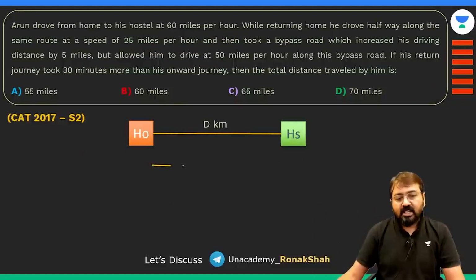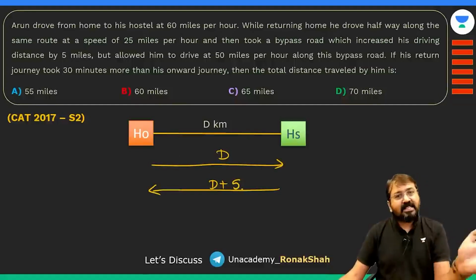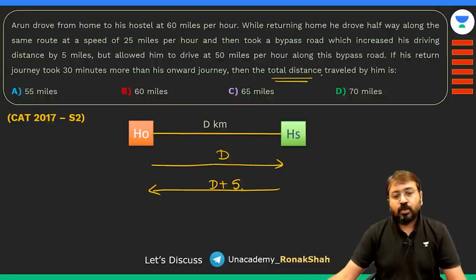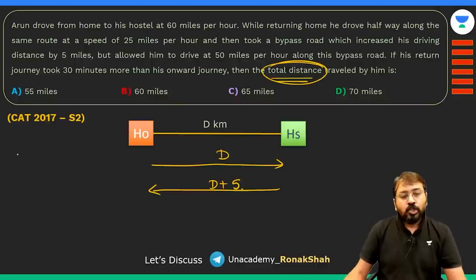We know that he travels d distance while going and d plus 5 kilometer distance while coming back, because he has taken that bypass road. So that has increased his distance by 5 kilometer. And what is our question? Our question is, what is the total distance traveled by him? So we need to find the value of 2d plus 5.